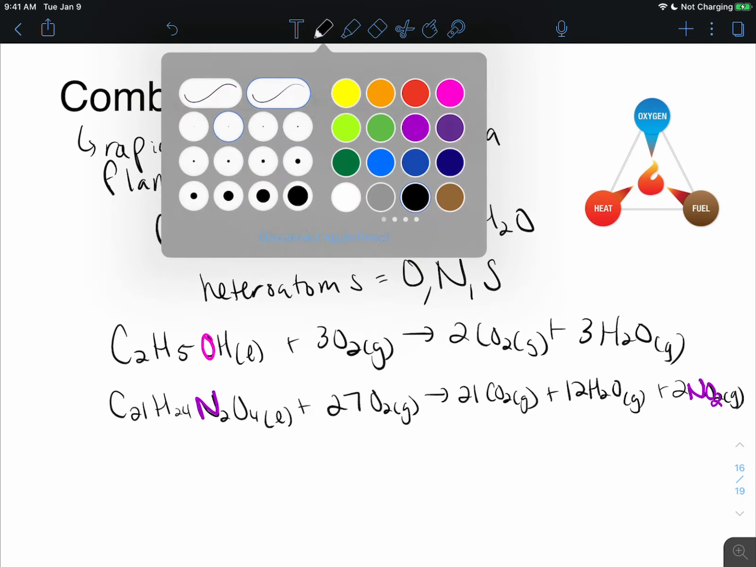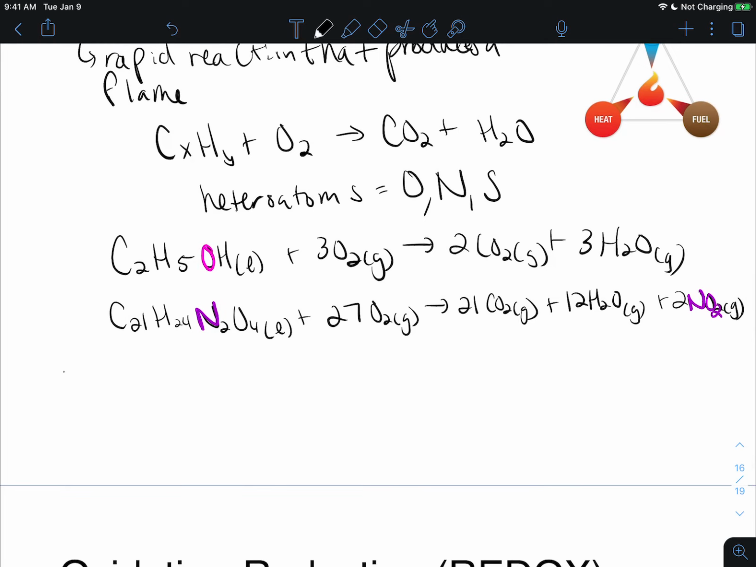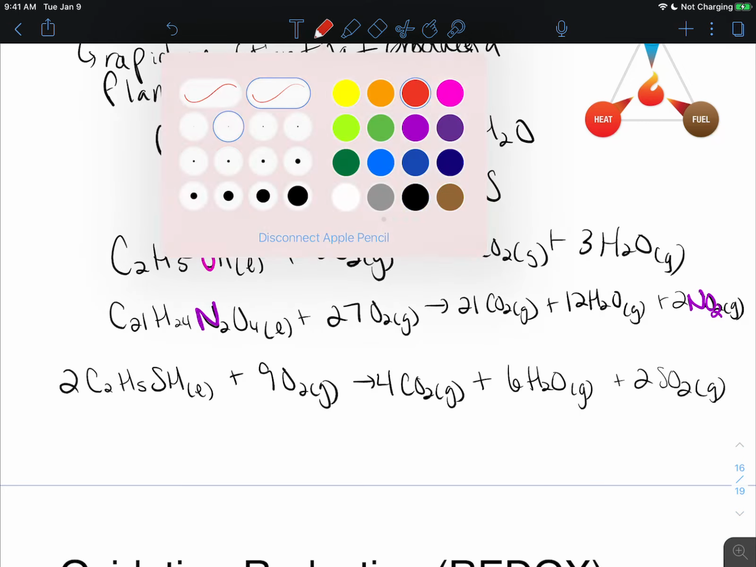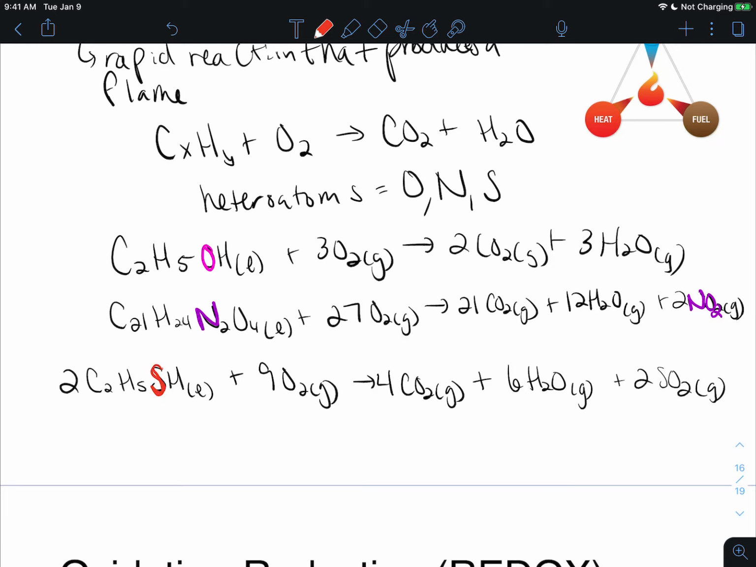Okay. And then lastly, if we have sulfur, a sulfur-containing compound, such as this one, it will still react with oxygen gas. It'll still produce carbon dioxide and water. But now it'll also produce sulfur dioxide. So if we've got sulfur in there, we'll produce sulfur dioxide.